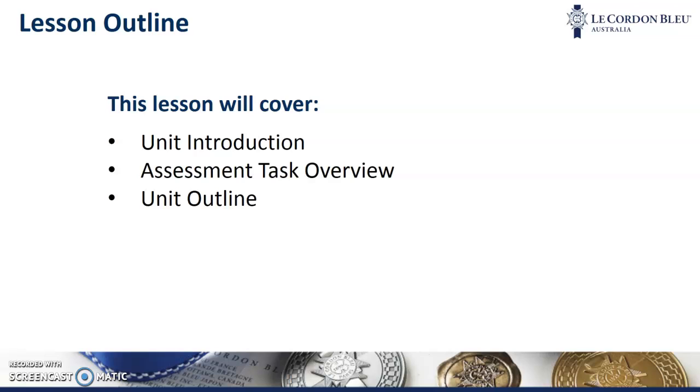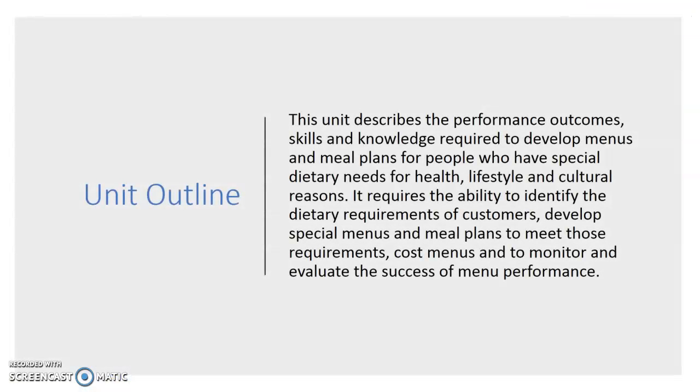This small video is going to cover a small unit introduction, the assessment task overviews, and a little bit looking at the unit outline. We'll just have a look at the unit outline first. Now, this is the official blurb that comes in the training package, but it describes the performance outcomes, skills and knowledge required to develop menus and meal plans for people who have special dietary needs for health, lifestyle and cultural reasons. It requires the ability to identify the dietary requirements of customers, develop special menus, meal plans to meet those requirements, cost the menus, and to monitor and evaluate the success of the menu's performance.